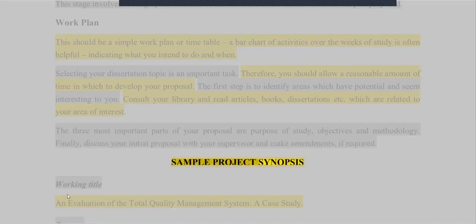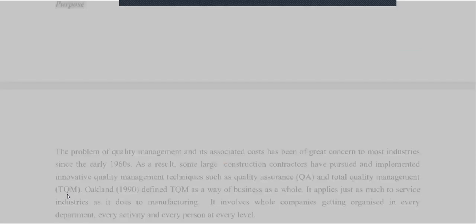Sample project synopsis. Working title: Evaluation of the total quality management system, a case study. Purpose. The problem of quality management and its associated costs has been of great concern to most industries since the early 1960s. As a result, some large construction contractors have pursued and implemented innovative quality management techniques such as quality assurance, QA, and total quality management, TQM.